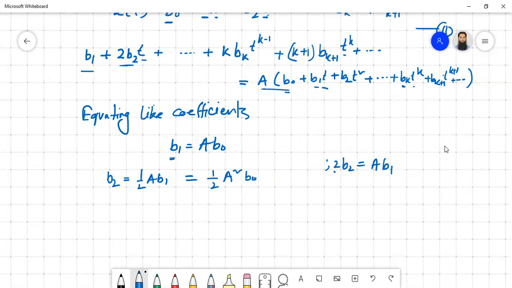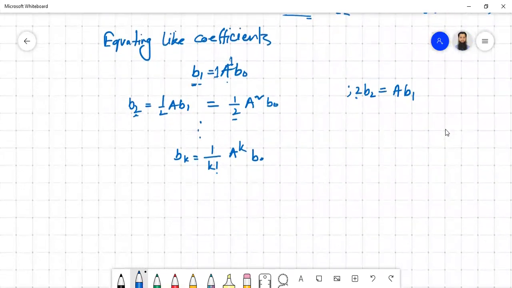As you can see here, the first parameter is 1, so you have a magnitude of 1 here, and you have a power of A of 1 as well. The second parameter is 2, so you have 2 here, and you have A square there. If you continue the series, it will be bk equal to 1 by k factorial A to the k, times b0, the initial value.